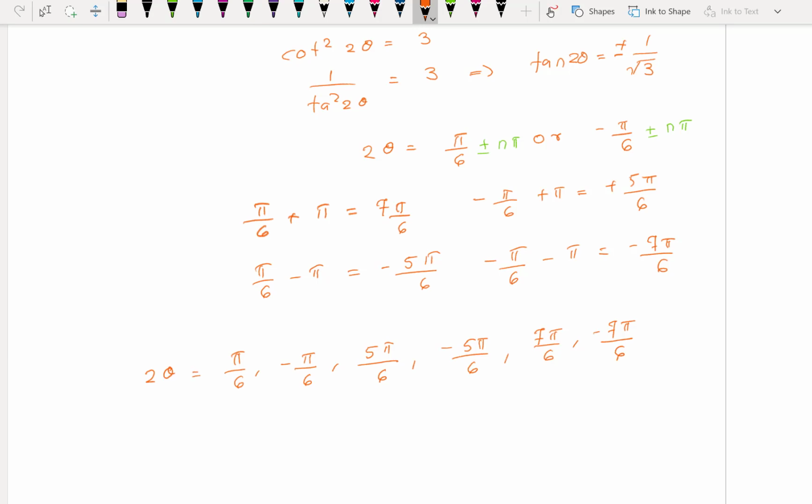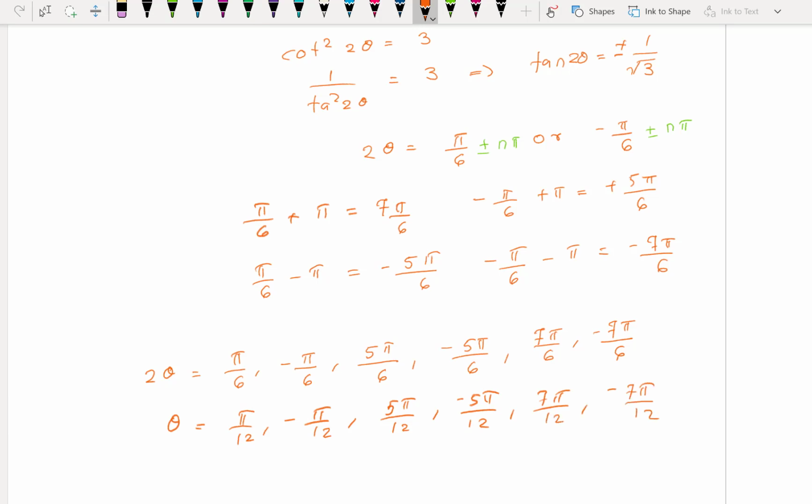Now, by the way, let's do one more thing. From this, let's calculate theta also, Amrita. So theta will be pi by 12, minus pi by 12, 5 pi by 12, minus 5 pi by 12, 7 pi by 12, and minus 7 pi by 12.